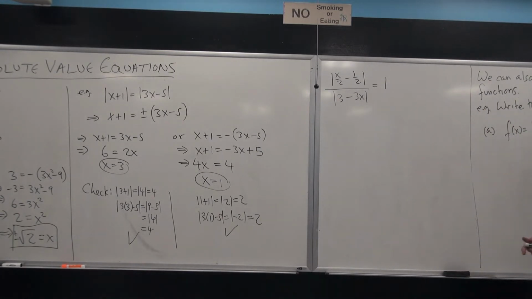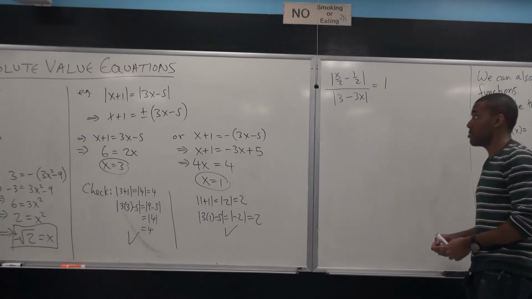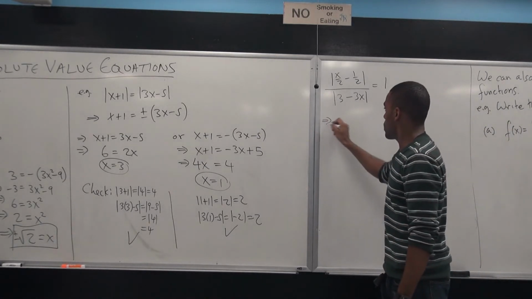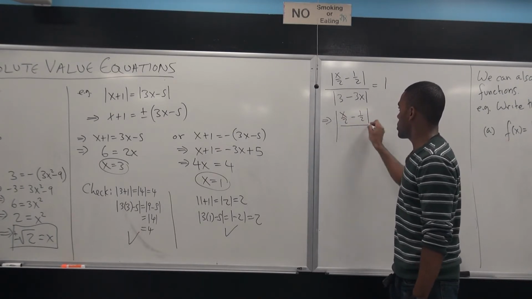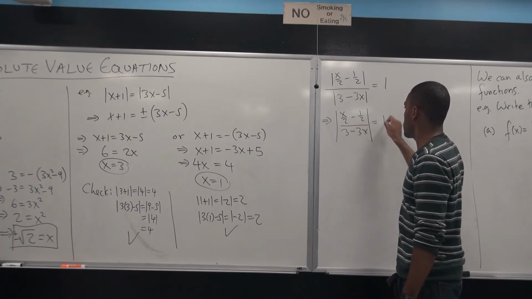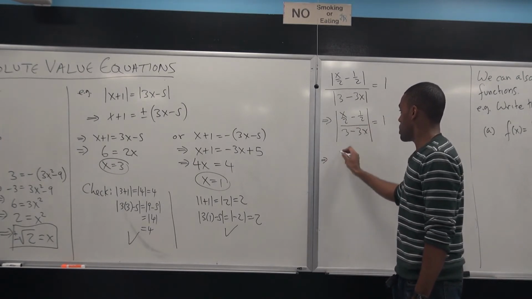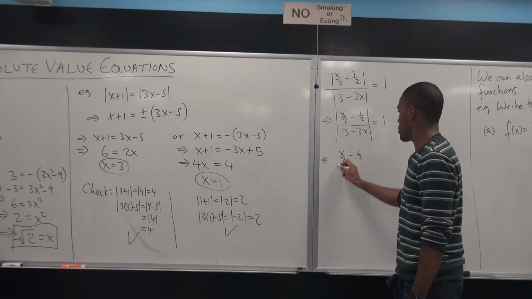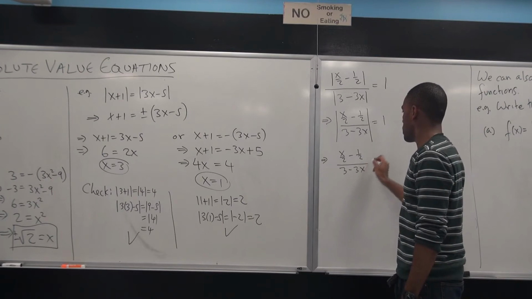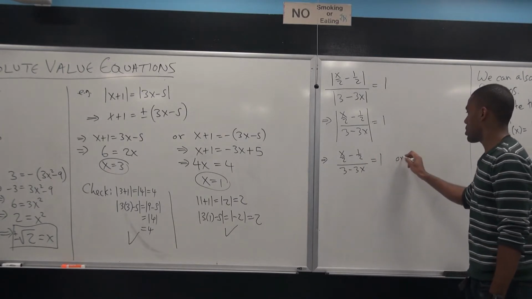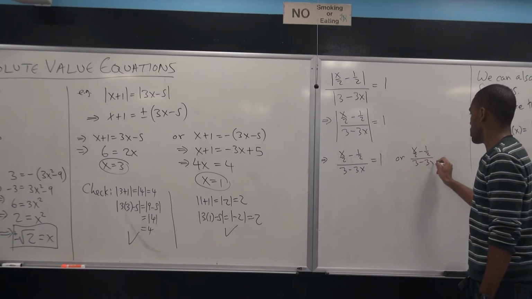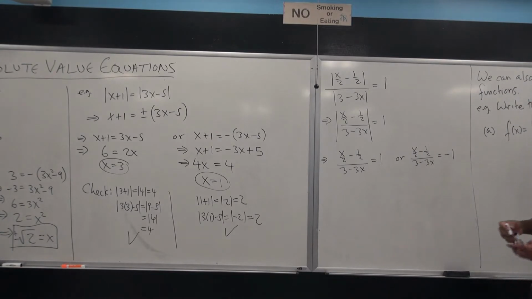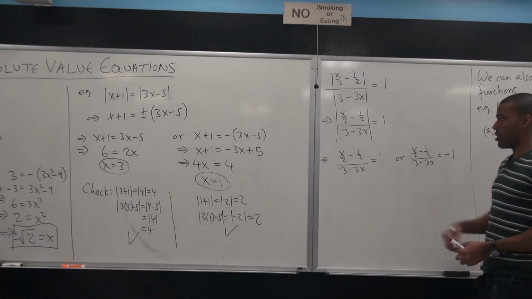Okay, what about this one? Well, like I told you, absolute value sign distributes across divisions. So I can think of it like that. Which gives me 2 cases. This equals 1, or this equals minus 1. Let's worry about the first one. How do I solve this?